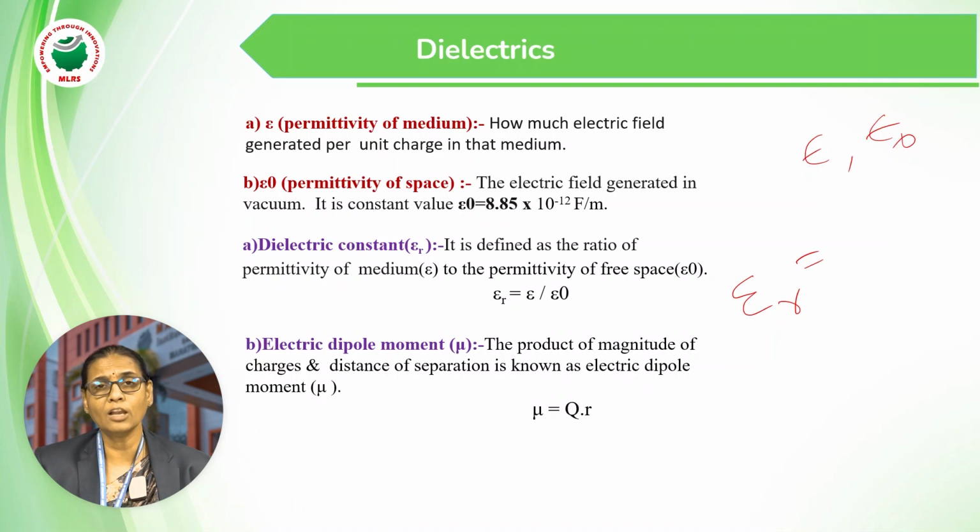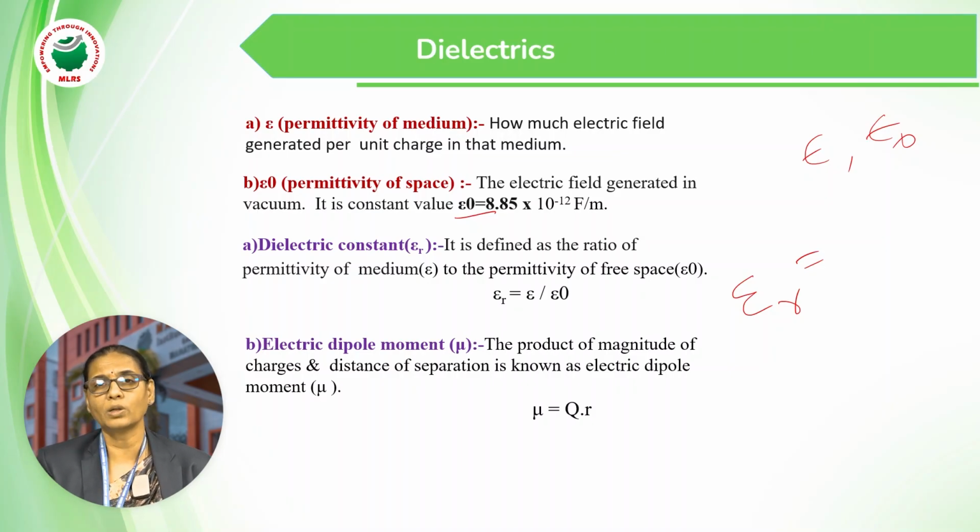Now, next is epsilon naught, that is permittivity of free space. That is nothing but the field which is generated in vacuum, and we represent it by epsilon naught, and it has a constant or a fixed value, that is 8.85 into 10 power minus 12 farad per meter.